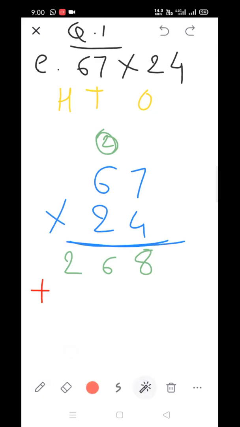Okay, so now 2 will be multiplied with 7 and 6, but as 2 is on the tens place, firstly we have to put a 0. Right. Now 7 multiplied by 2. So 2 sevens are 14. So 4 will be here and 1 as a carry.